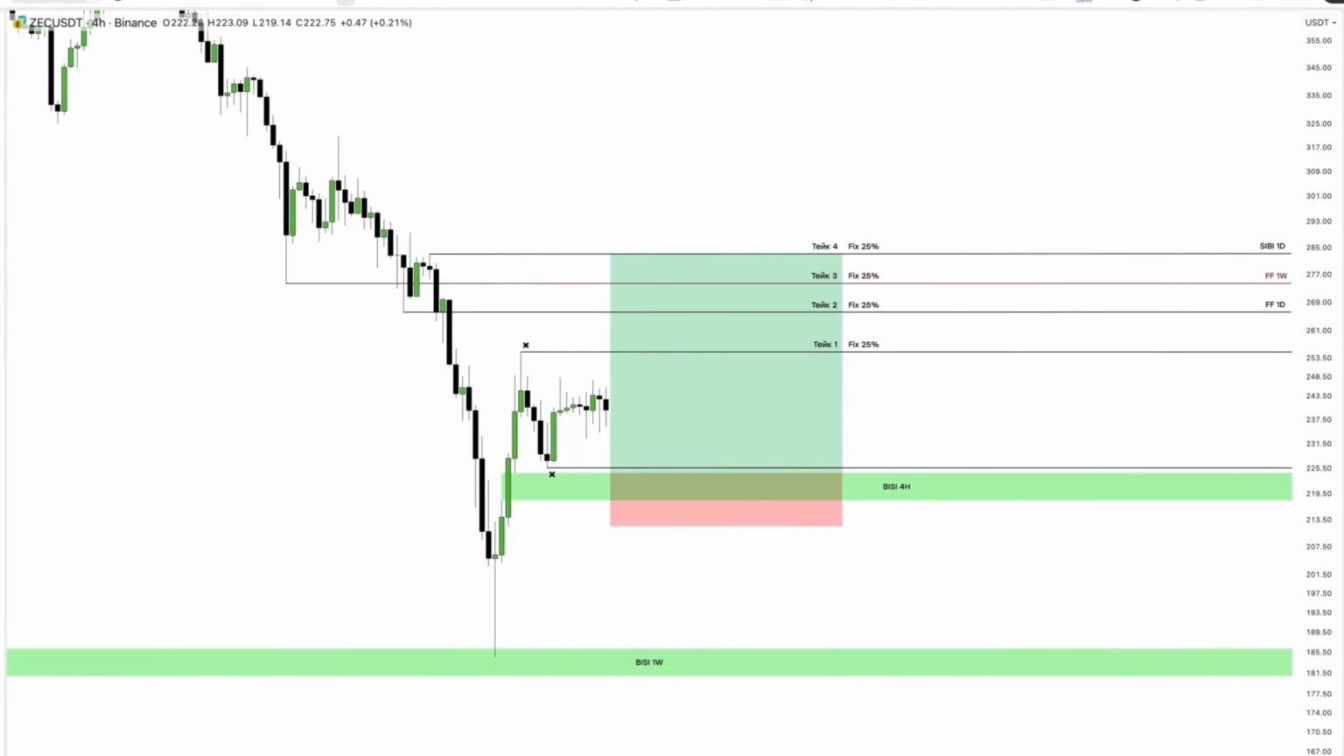Closing the first take profit gives us plus 0.6% to the deposit. Immediately after this, the stop loss is moved to break even.